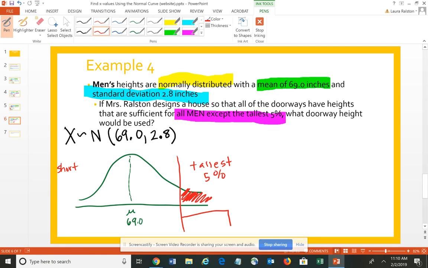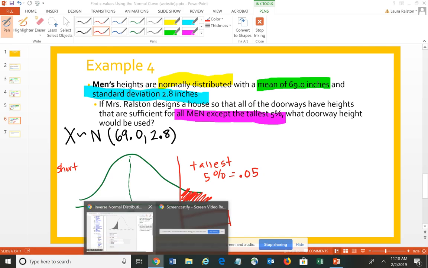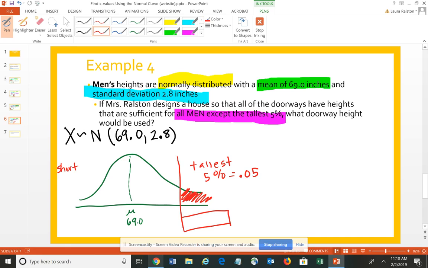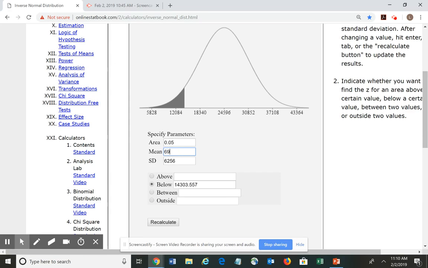So I'm trying to find this cutoff value. As a decimal, that's going to be 0.05. So we go out to the website and we enter the information. My area is 5%. My mean, let's see, I forgot what that was. My mean is 69. My standard deviation was 2.8. And I want to be above the cutoff because I want to exclude the tallest 5%.